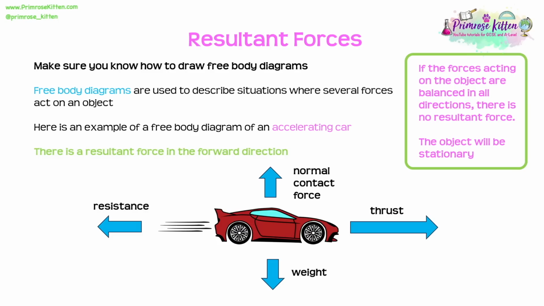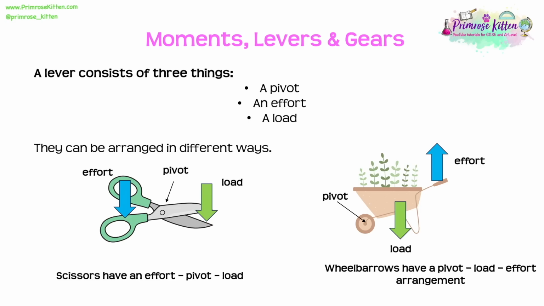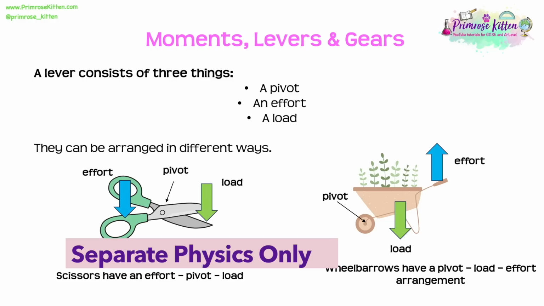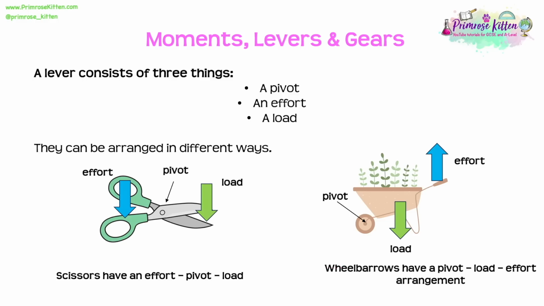A lever consists of 3 things: a pivot, an effort, and a load. However, these can all be arranged in different ways. For example, in some scissors, we have the effort, which is our force that we push down on the handles. Pivot is in the middle, and the load is at the end on those blades. Wheelbarrows, on the other hand, have the pivot, followed by the load, which would be the weight of the contents of our wheelbarrow, and then the effort, which is our force of our hands lifting up that wheelbarrow.